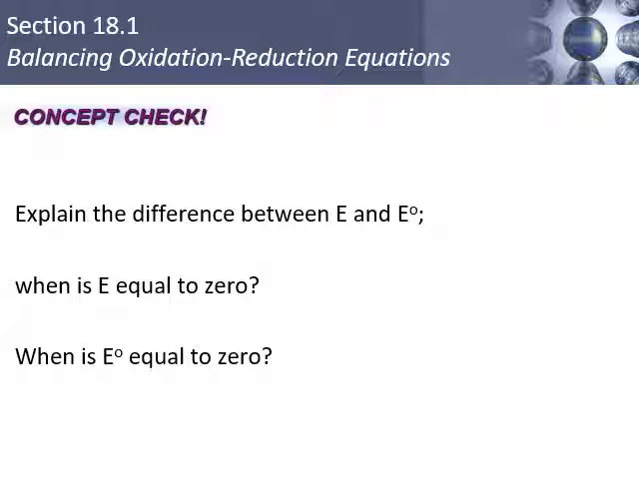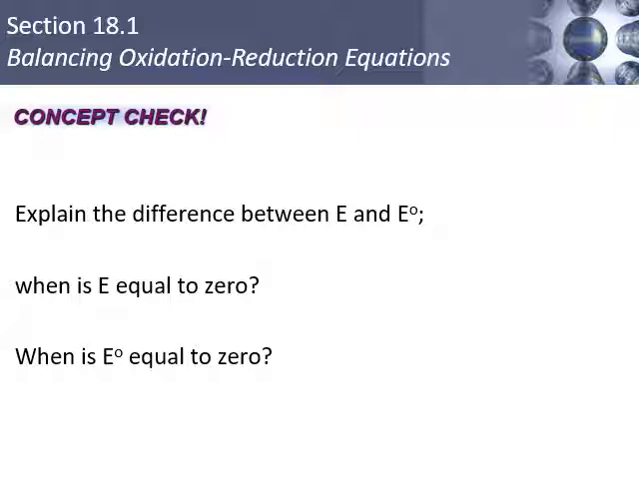When is E equal to 0? When the cell is completely dead. So you let it run and run and run until it went completely dead, which happens at times, like with cell phones. So that's considered to be its equilibrium state, and E would be 0. E naught would not be 0. E naught would still be the same thing it always was. It's just whatever it is at standard conditions with 1 molar concentrations.